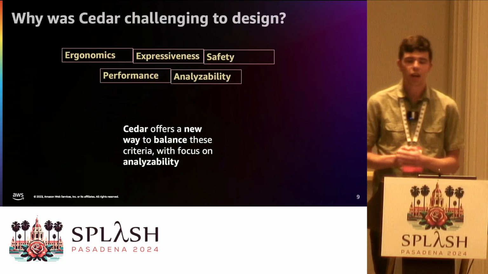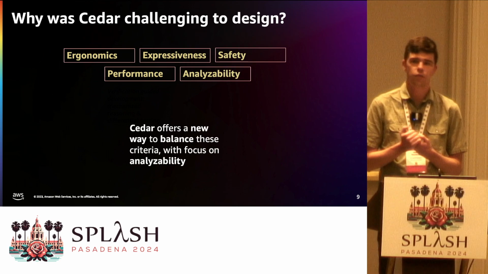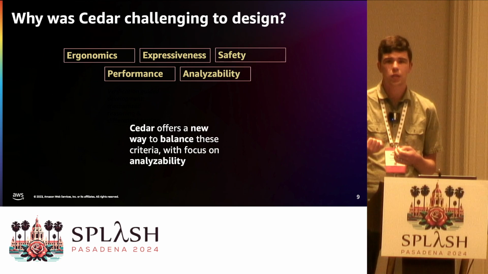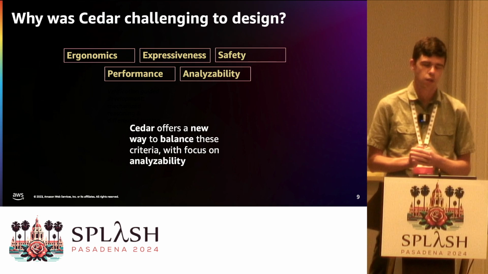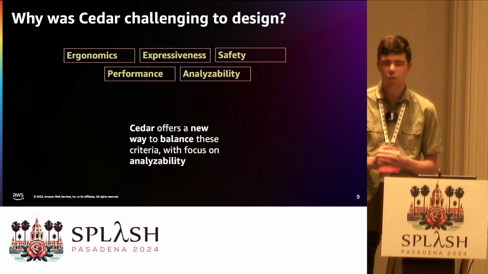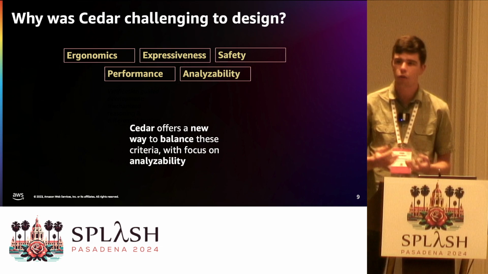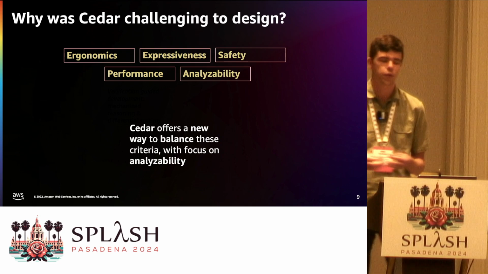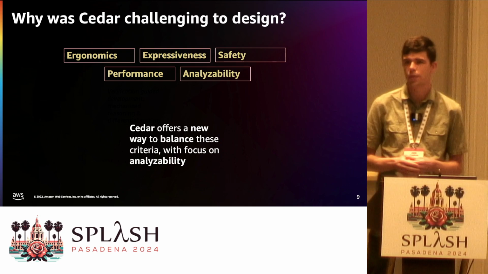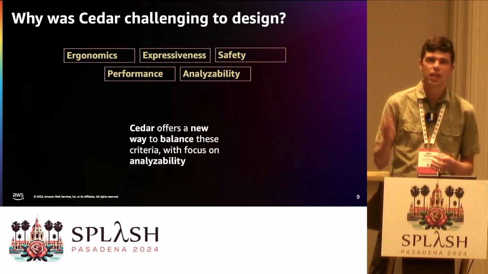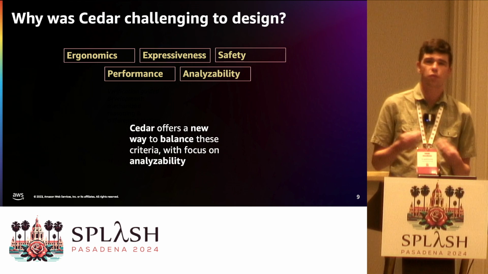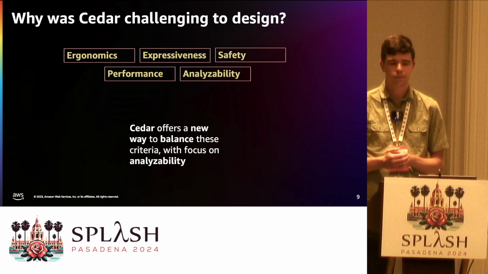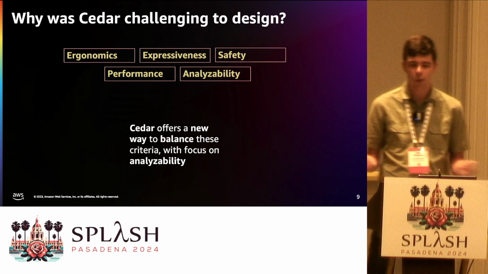So like I said, 5 desirable characteristics of an authorization language. We have ergonomics. Policies should be easy to read and write, even by non-experts. We have expressiveness. It should be possible to write authorization policies in all 3 of the major paradigms that we see in the literature: role-based, attribute-based, and relation-based access control. We have safety. We want to be able to catch policy authoring mistakes and prevent them before they cause any harm. We have performance. We want to evaluate requests quickly.